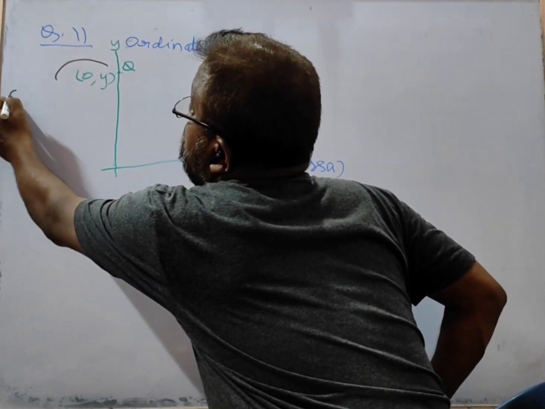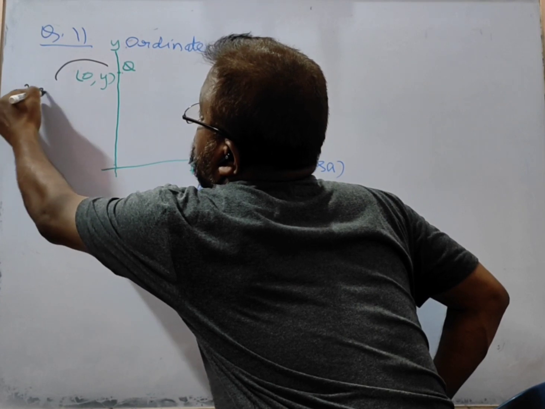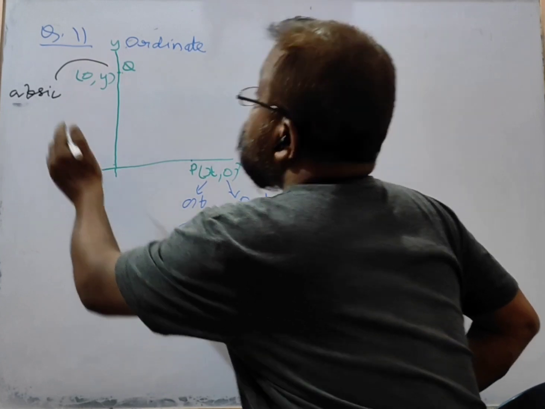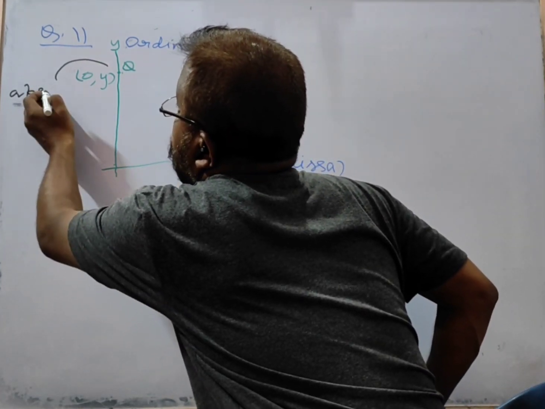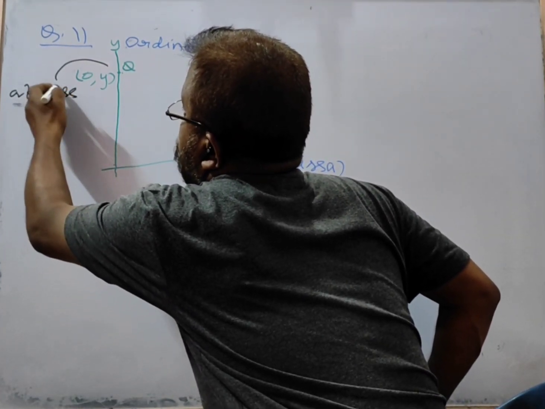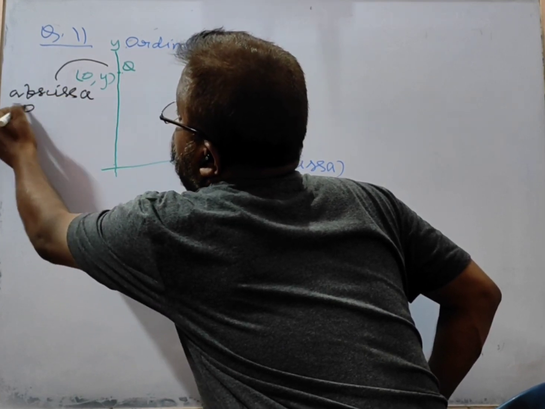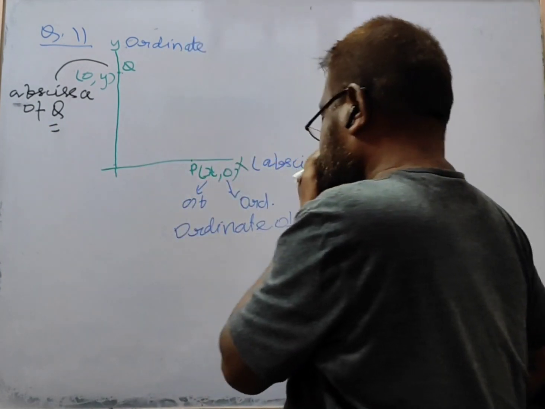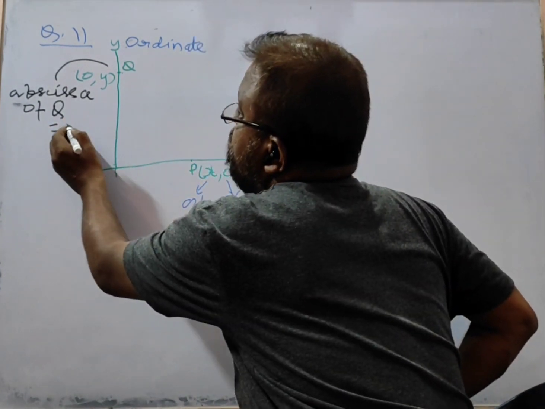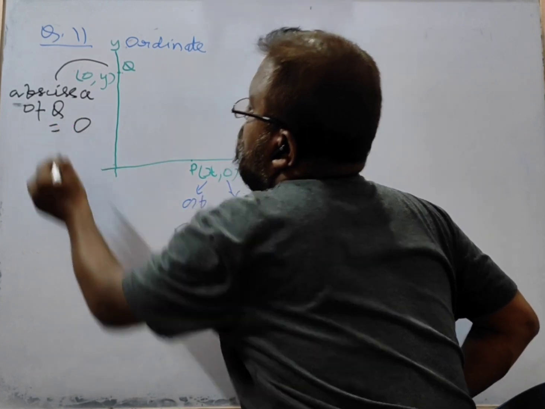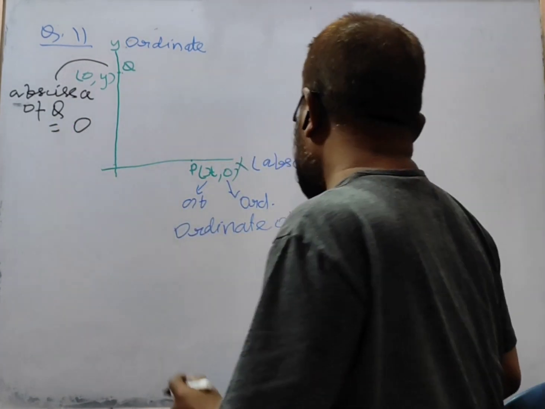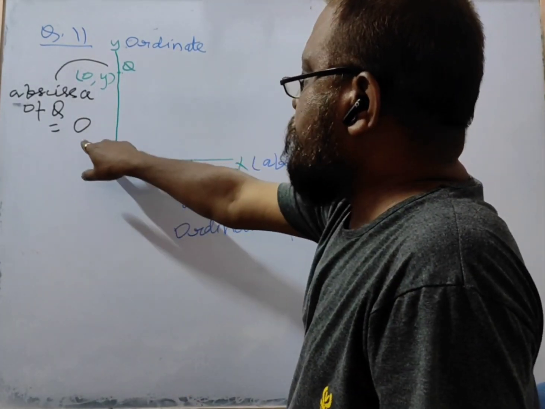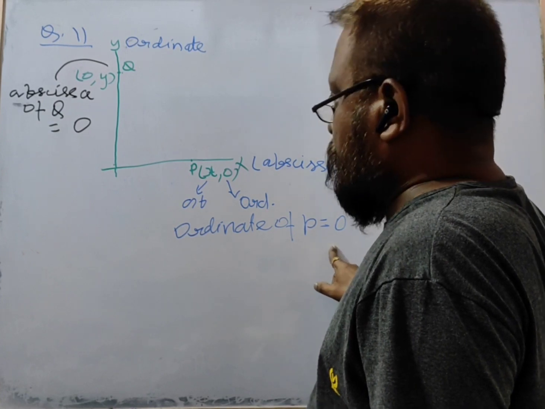The abscissa of Q is 0. The abscissa of Q is 0, right? So the abscissa of Q is 0 and the ordinate of P is 0.